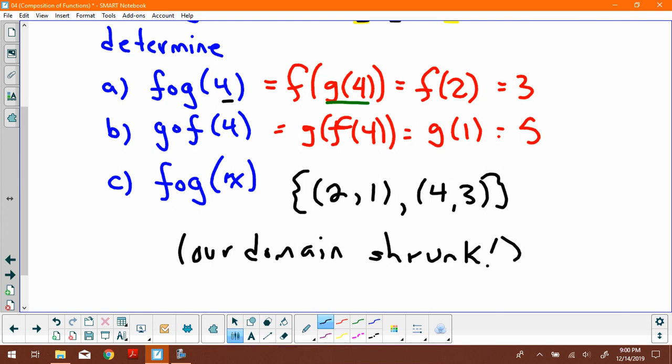With some of the functions, like if we were combining a logarithm with something, it has a restricted domain. So if we were combining with another function, then those restrictions will apply to the new function as well.